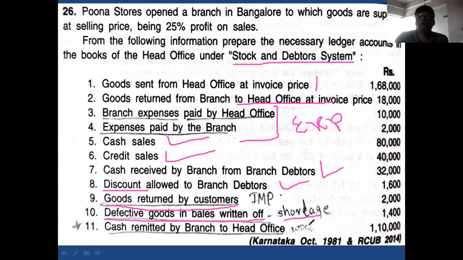And cash remitted to head office: this item is not relating to your account. This is not recorded in the account under the third method. Okay, now you see the solution.